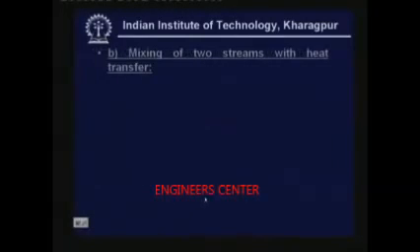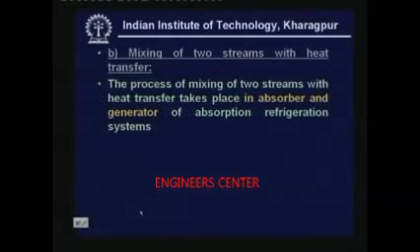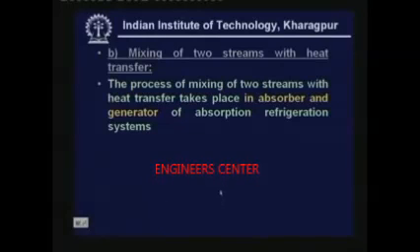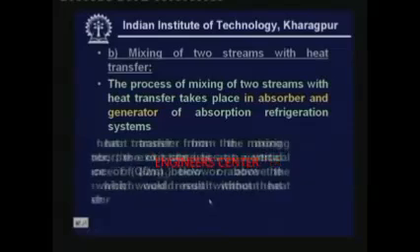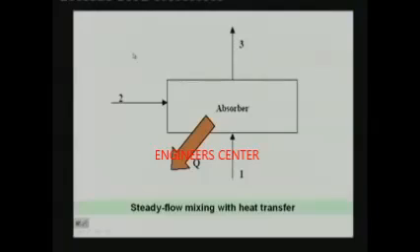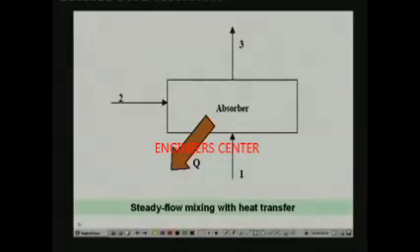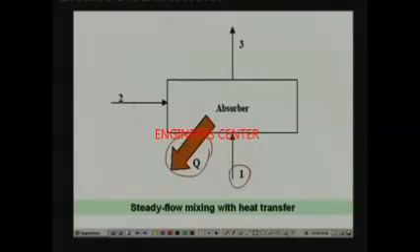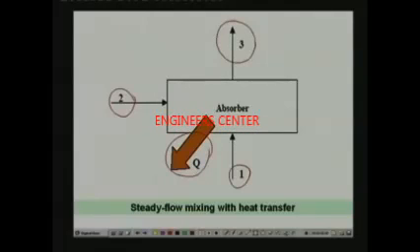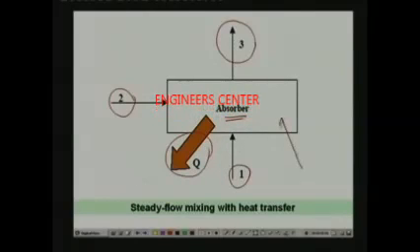Now, let us look at another process where mixing of two streams takes place with heat transfer. This is a typical process that takes place either in the absorber or generator of absorption refrigeration systems. So, let me show that process. This is similar to the earlier one, only difference is here you have heat transfer. So, again stream 1 is mixing with stream 2, and the resultant mixture is stream 3, and during this process some heat has been transferred. If it is an absorber, you know that it is an exothermic process, so heat is transferred out of the system. If it is a generator, you have to supply heat to the system. Let us say that this is the process.